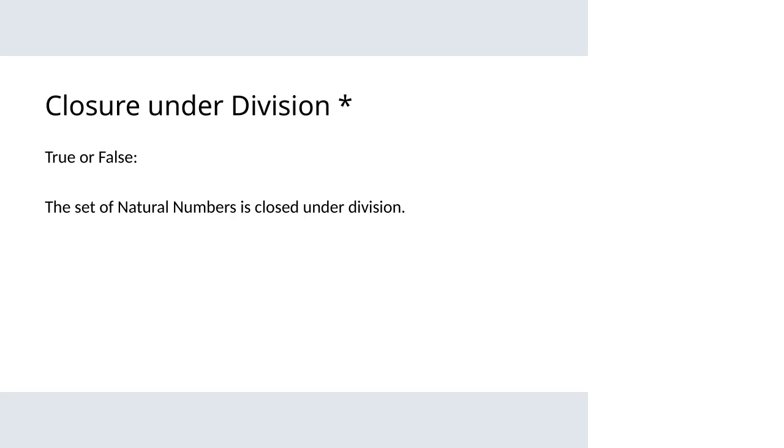So, what this question is asking us is, if I took 2 natural numbers and divided, I'll always get a natural number back. That system is closed. And it's a true or false question. The set of natural numbers is closed under division. Is it or not? Let's take a look.